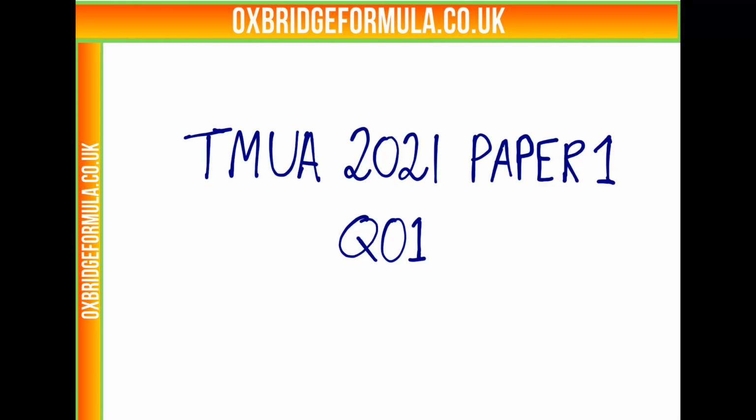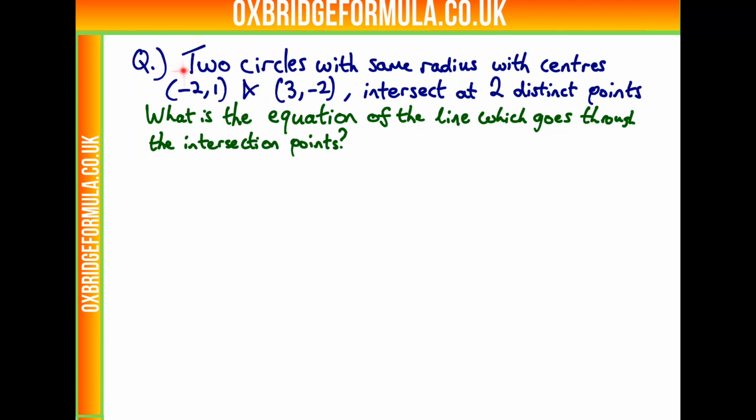This is TMUA 2021, Paper 1, Question 1. We're given that two circles with the same radius, with centres at (-2, 1) and (3, -2), intersect at two distinct points. And we're asked to work out the equation of the line which goes through both of these intersection points. Okay, so let's maybe try and work out where these two intersection points are.